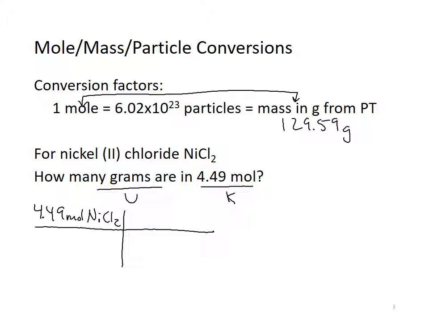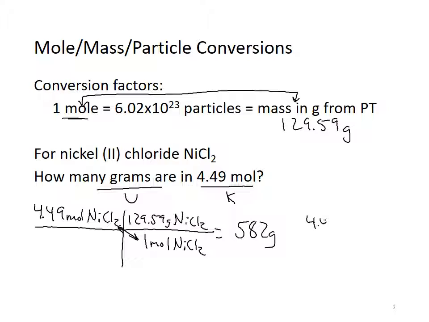So when I go to plug my conversion factors in, I know these need to be the same. So that's 1 mole on the bottom. And then on top is going to go my grams, 129.59 grams. And to 3 significant figures, that gives me 582 grams. And the math behind that is to take 4.49 times 129.59 and divide it by 1.